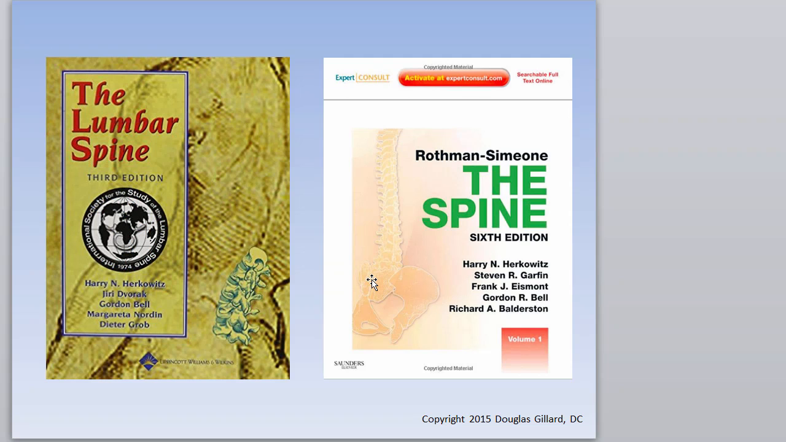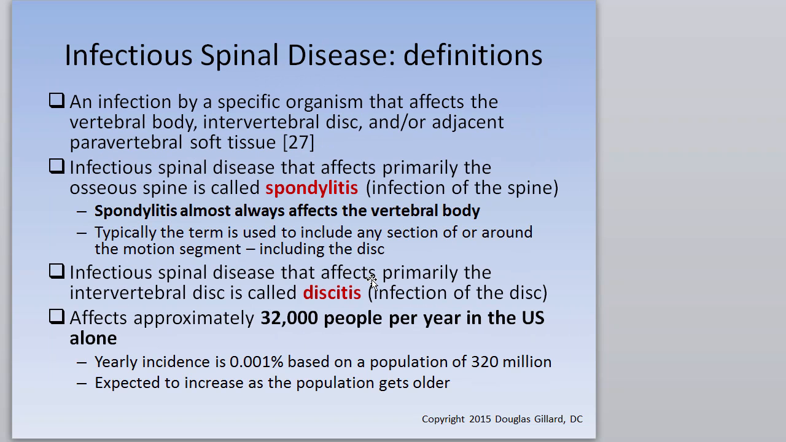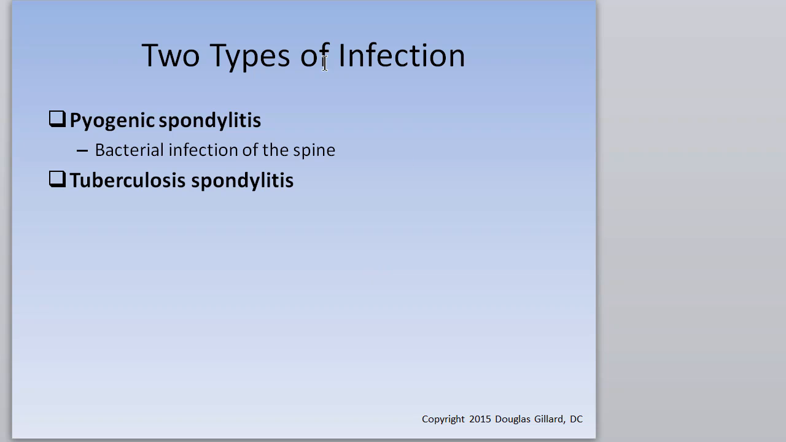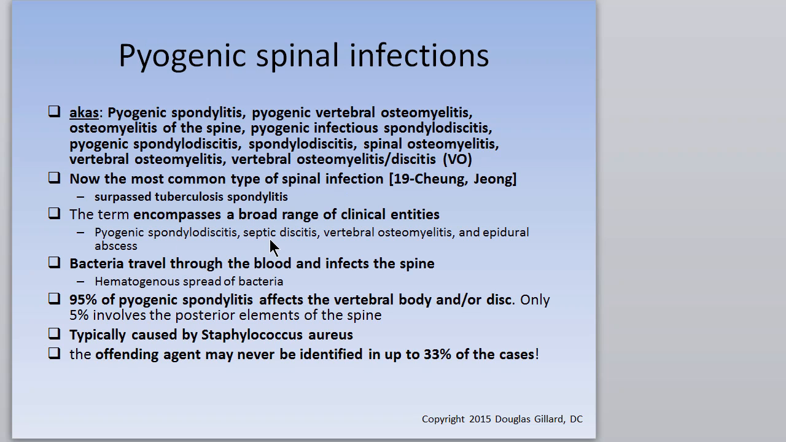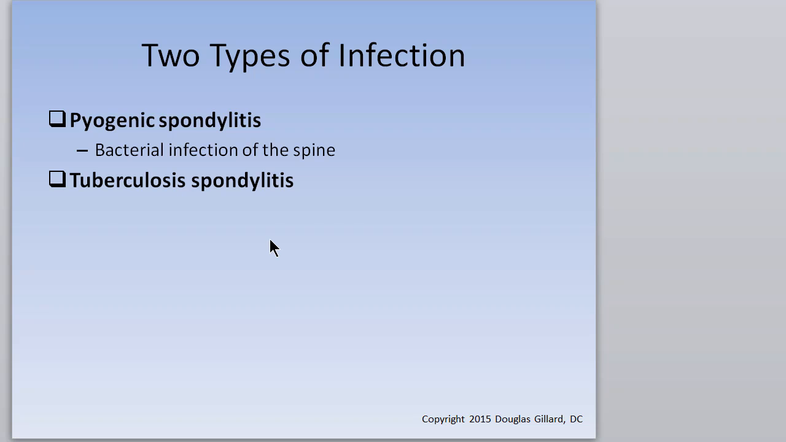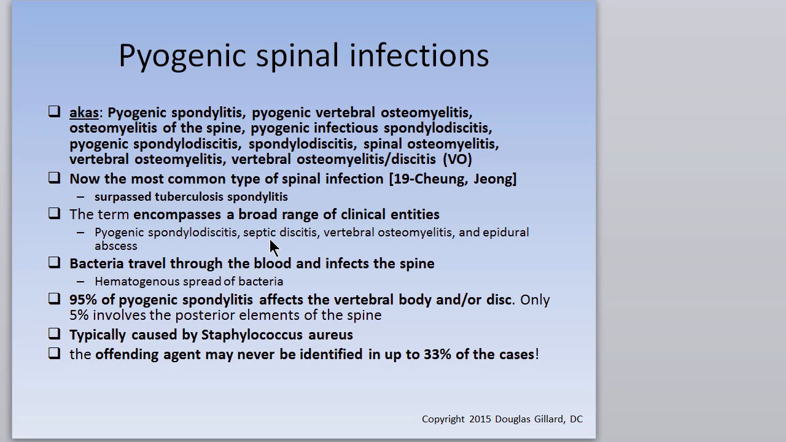Pyogenic spondylitis. Remember, what are the two types, the two flavors? Definitely know that. Pyogenic spondylitis is a bacterial infection of the spine, and tuberculosis spondylitis is an infection by the, let's see, do we need to know that?